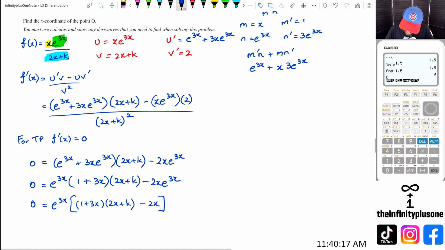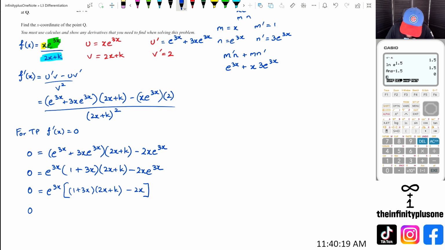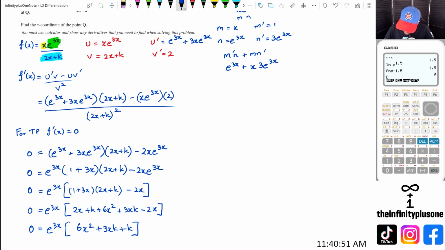Once I have that, I should be able to expand the brackets inside. What I should get is 2x plus k plus 6x squared plus 3xk minus 2x. So ultimately, I'm going to end up with e to the power of 3x, and inside the brackets, I'm going to have 6x squared plus 3xk plus k. Now at this point, I've got both of these two brackets and they're equal to 0.